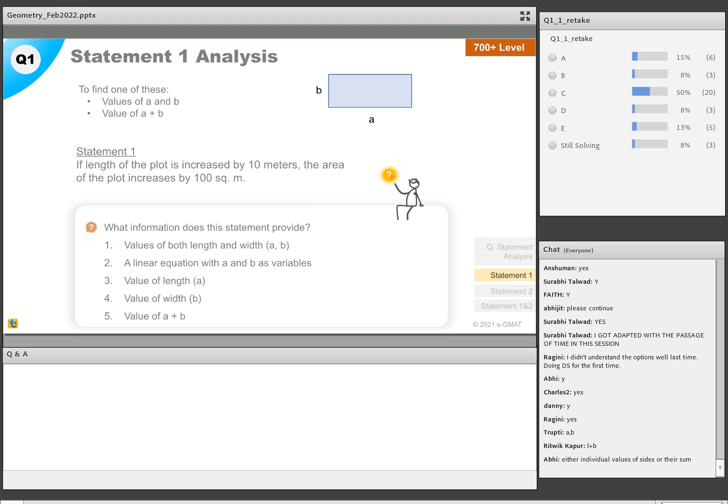Now let's look at statement 1. Length of the plot increased by 10 meters. The area of the plot increased by 700 square meters. So which of this is correct? What information does this statement provide? So you guys would have done some analysis on statement 1. What is it you can arrive at if you do the math?